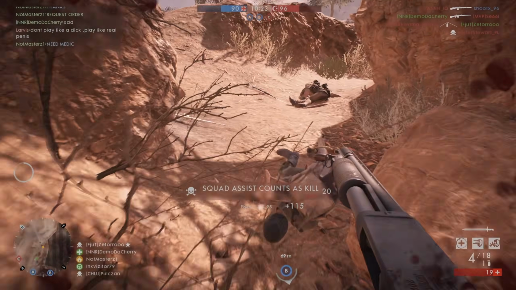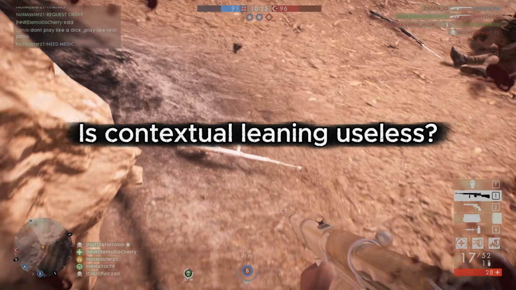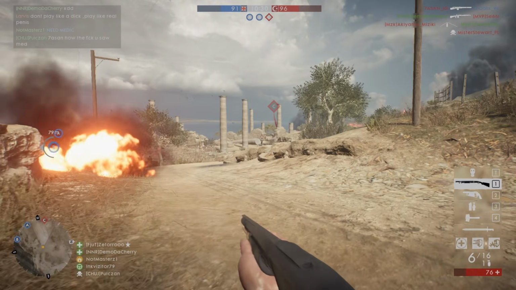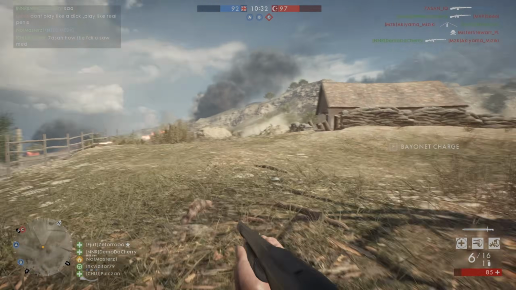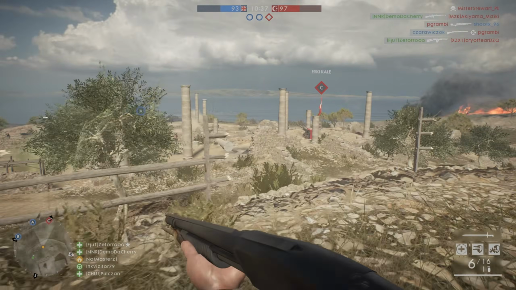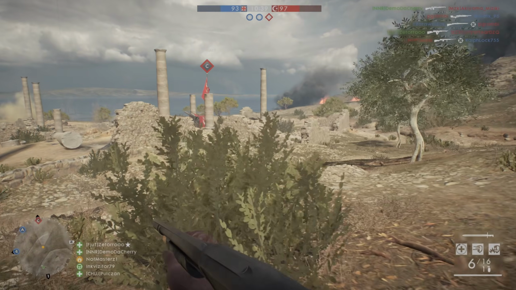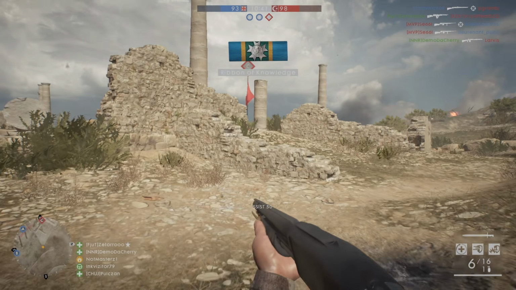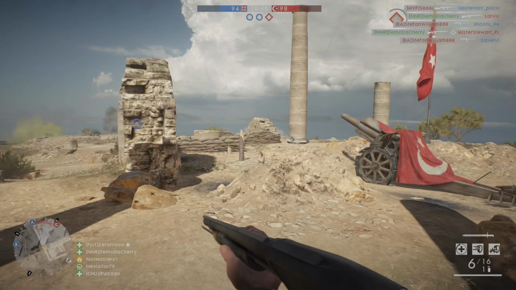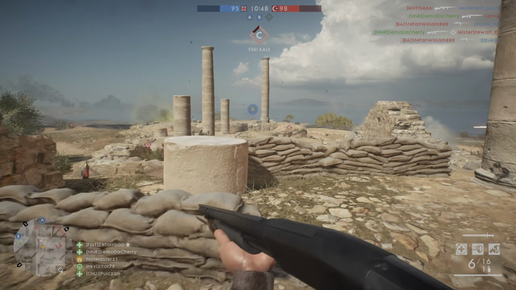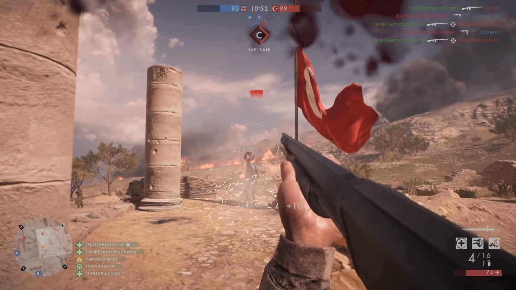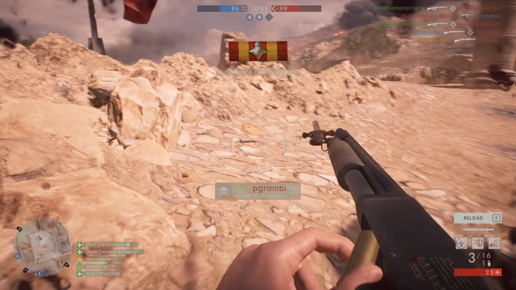Let's ask an important question. Is contextual leaning useless? While it may seem like it since the game engine decides whether you can lean or not instead of you, I would say that, at least for me, it isn't useless. It's simply a situational tactic with its own quirks and game rules, and it can offer a significant advantage. Leaning keeps more of your character's body behind cover, whereas peeking forces you to step out for a brief moment. It takes time to master. If you understand how it works and why it behaves that way, your chances of winning gunfights will increase.